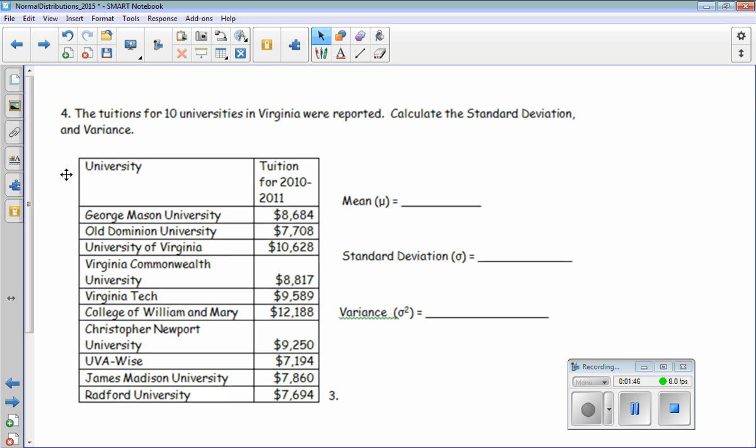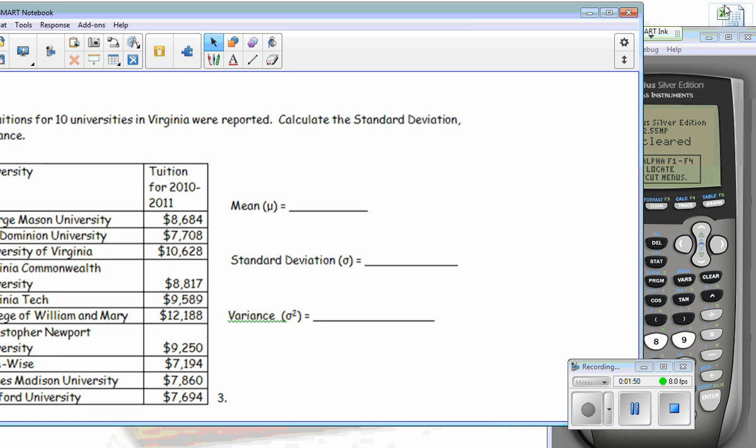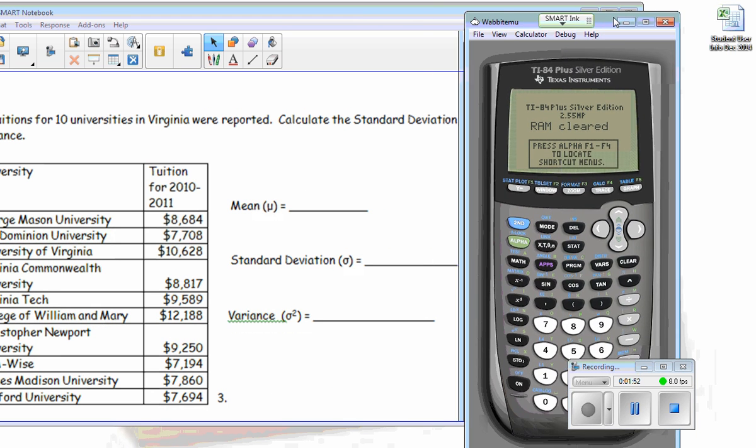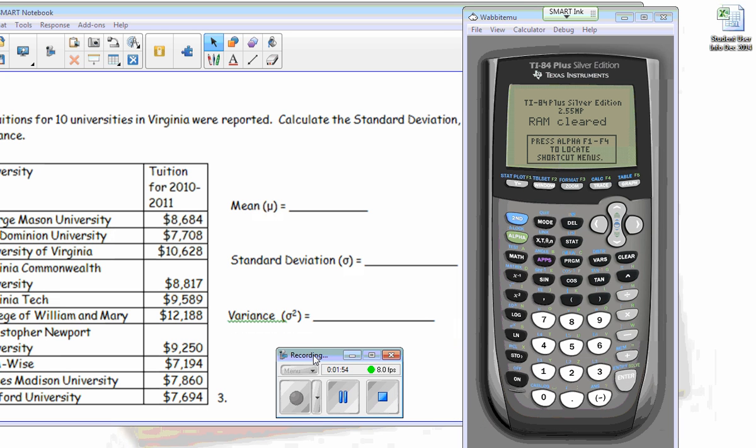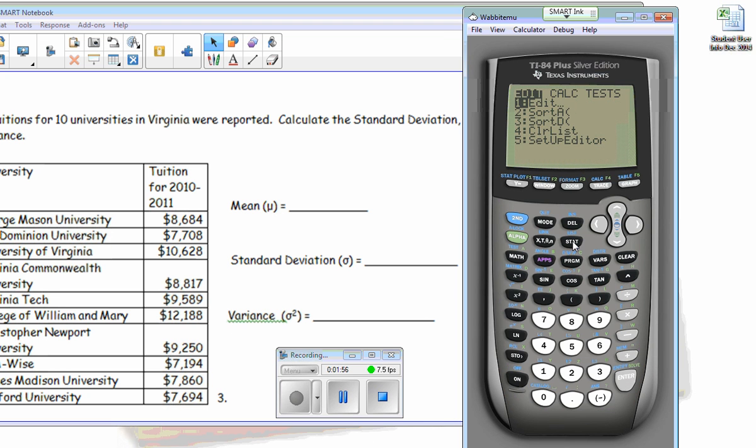So I need to go ahead and enter my information. How do I do that on the calculator? Where do I go? Stat edit, okay? For those of you that were out, this is something you should be writing down in terms of your steps, right? So stat edit, and we're going to enter in our information. So George Mason is 8,684. ODU is 7,708. By the way, these were about 5 years ago. These tuitions have gone up since then.